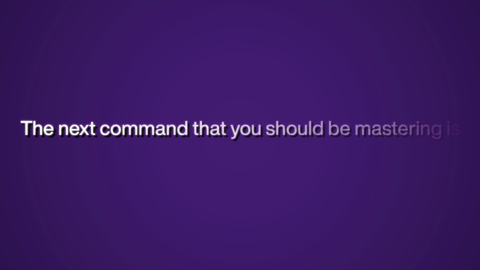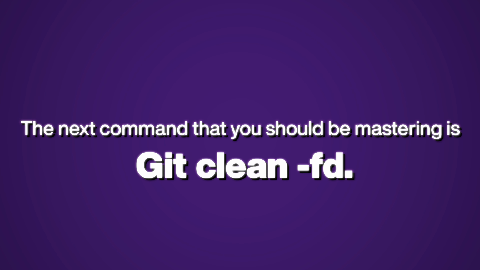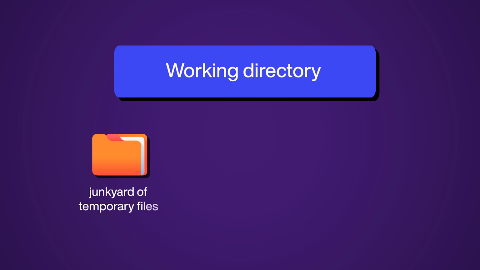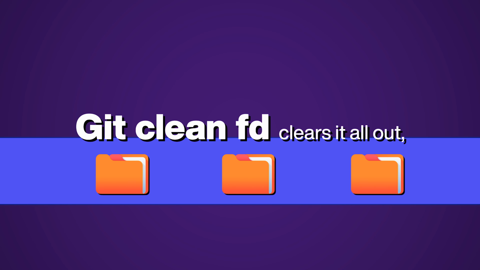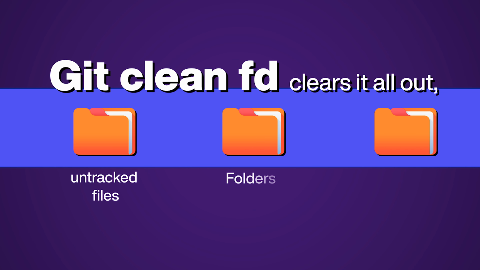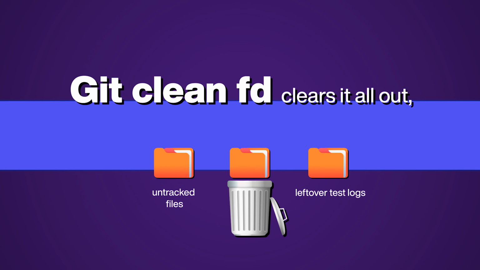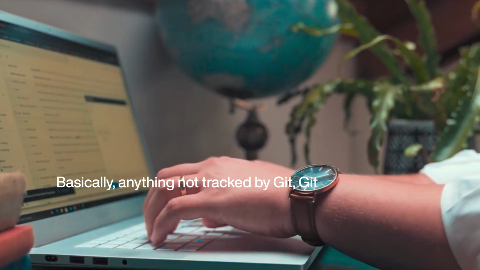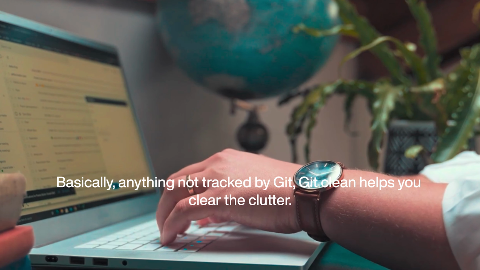The next command that you should be mastering is git clean -fd. Is your working directory a junkyard of temporary files and ignored folders? Git clean -fd clears it all out. Untracked files, folders, leftover test logs, everything gone. Basically anything not tracked by Git, git clean helps you clear the clutter.